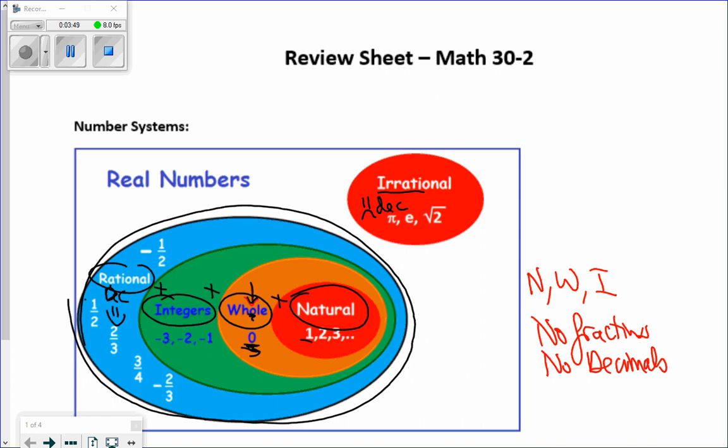Okay. So really, these are the only two you need to concern yourself with: naturals and wholes. Wholes include 0, naturals do not. That's the key takeaway for 30-2. Okay.